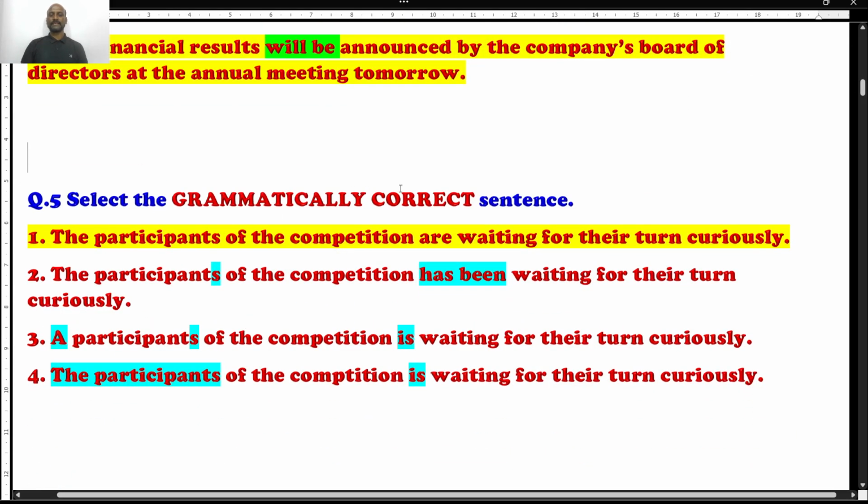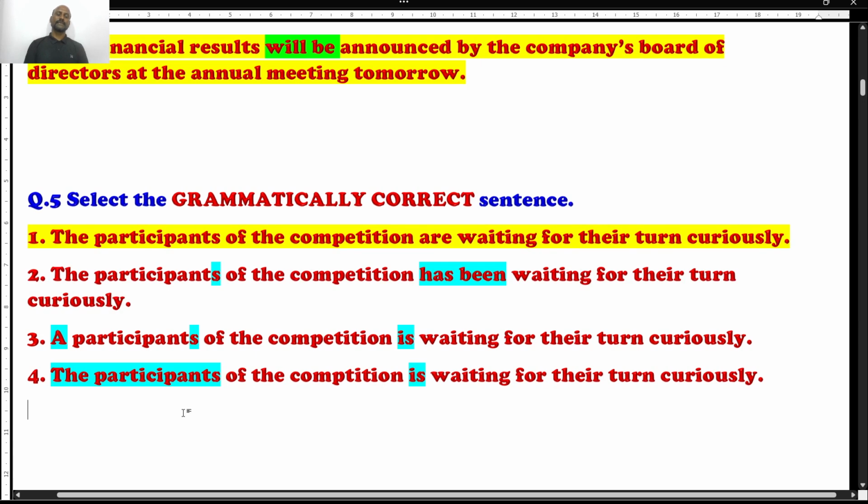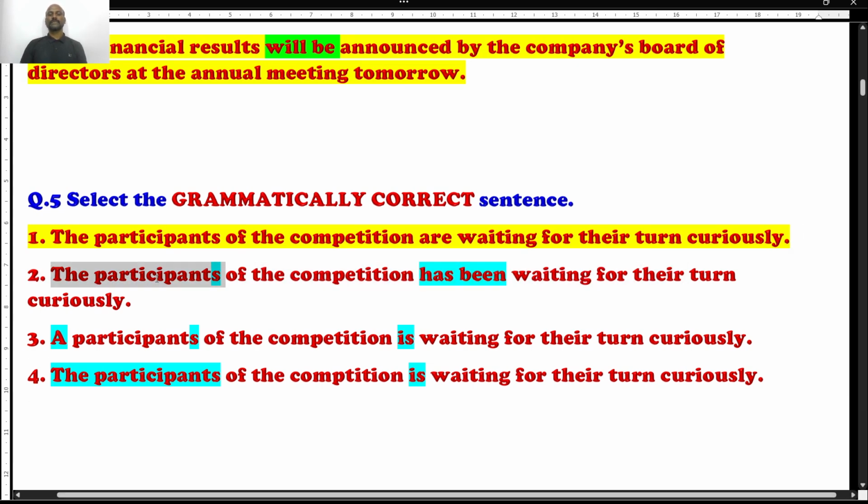Select the grammatically correct sentence. 4 sentences are given here. Just go through it. Among the 4 sentences, which is grammatically correct sentence? Number 1, the participants of the competition are waiting for their turn curiously. No mistakes, I suppose. Next one, the participants of the competition has been.